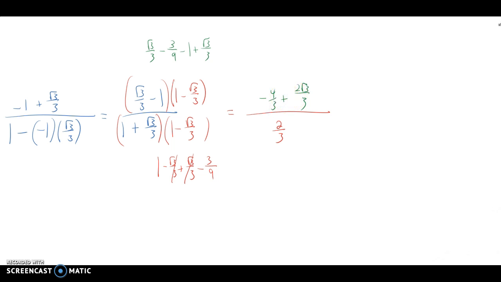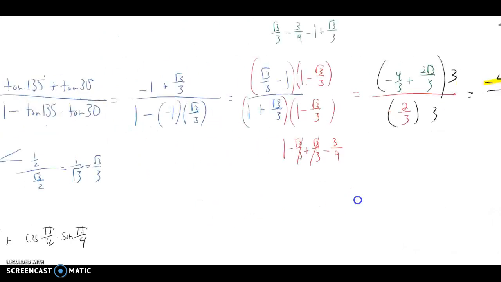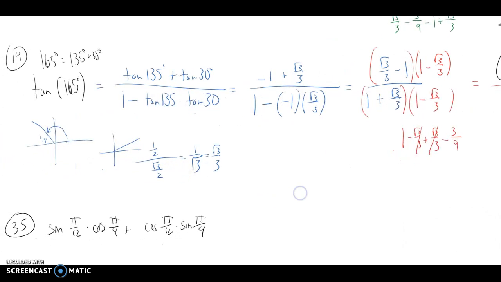So this looks a little bit better than what we had before. One more step though. In both the numerator and denominator, we have fractions. So we're going to multiply the entire numerator as well as the entire denominator by 3, which gives us negative 4 plus 2 root 3 all over 2. We got rid of all those 3's. Very final step, I can see that the 3 terms that are left, this negative 4, the positive 2 root 3, and the 2, they can all be divided by 2 to give us negative 2 plus root 3. That is an exact answer for the tangent of 165 degrees.